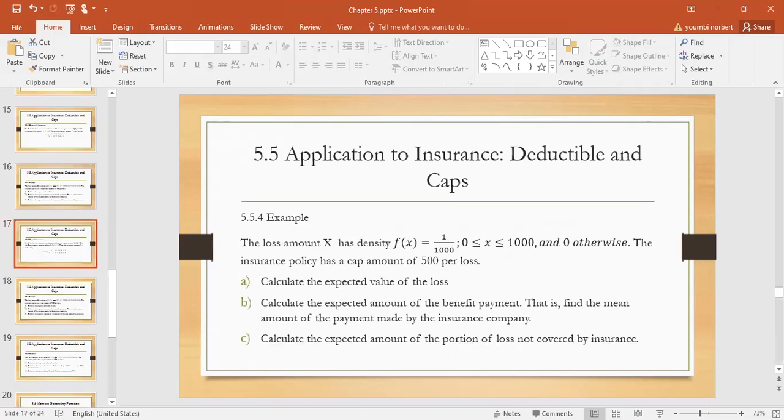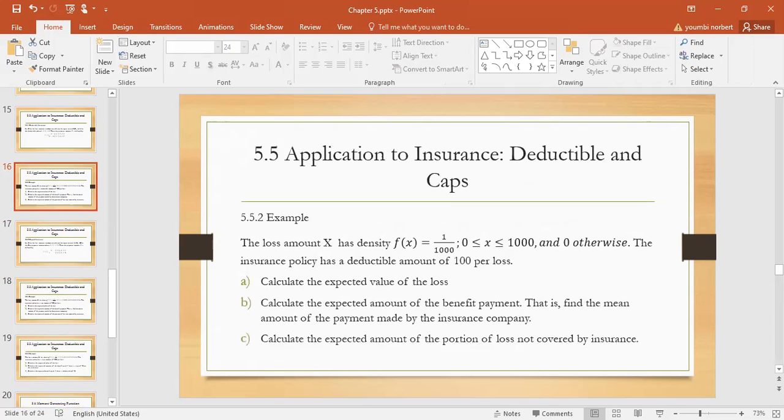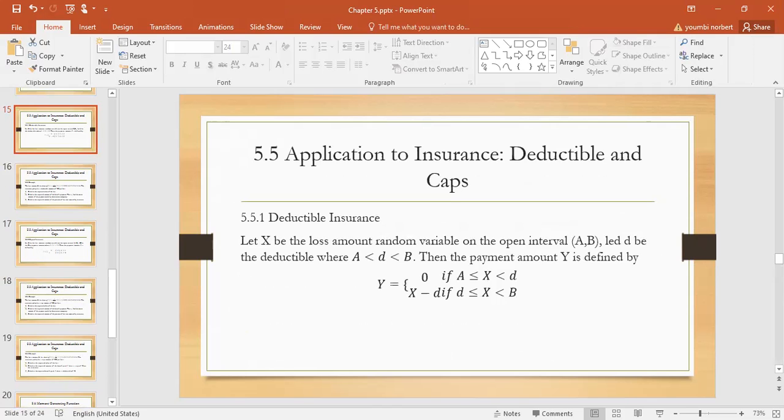So when there is a deductible D, can you see? When there is a deductible D, you want to determine the random variable of the payment amount.